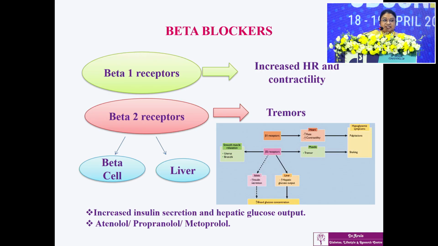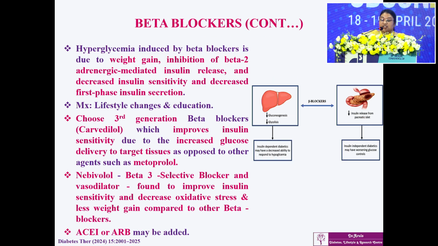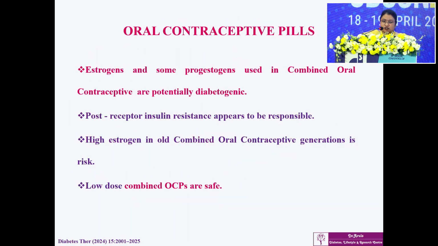Beta blockers: the beta-2 receptors are present both in the beta cell as well as the liver. So what do they normally do? They increase insulin secretion, and in the liver, they increase hepatic glucose output. So when they get blocked, the patient gains weight, insulin secretion decreases, and insulin resistance also increases. So it is better to switch to the third generation beta blockers like carvedilol or nebivolol, as both were found to improve insulin sensitivity, and they also reduce peripheral resistance. Nebivolol is also a vasodilator, so you can use it for these patients. If needed, you switch to other drugs also.